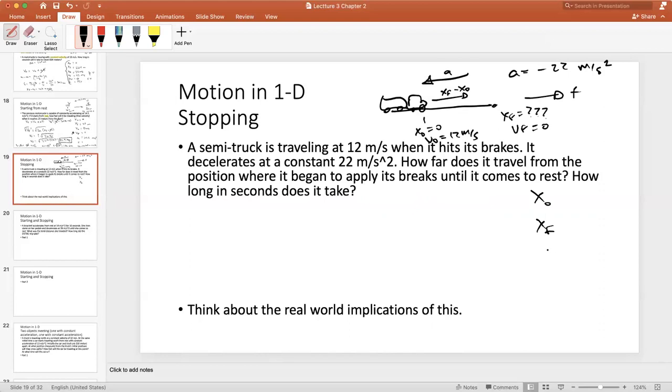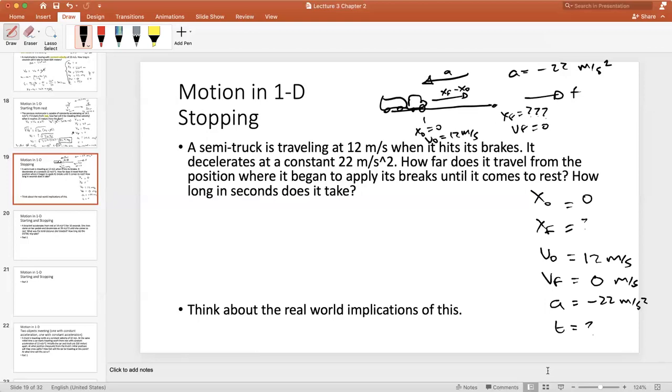X initial, x final, v initial, v final, a and t. And we're actually going to be asked for both of them. We want to know how far it travels, so we want to know what x final is, and we want to know how long it takes to come to rest. So x initial is 0, we chose that. v initial is 12 meters per second. v final is 0. a is negative 22 meters per second squared, negative because it's deceleration, it's coming to a stop. We don't know x final, and we don't know t.